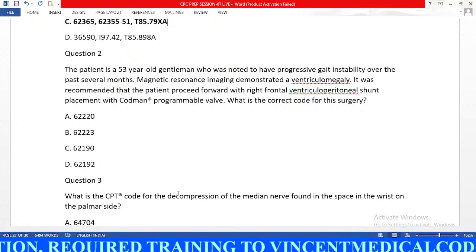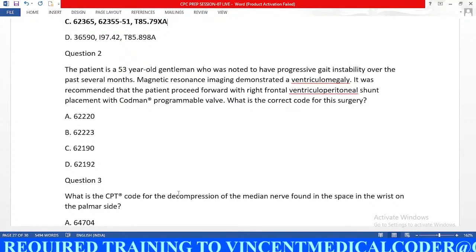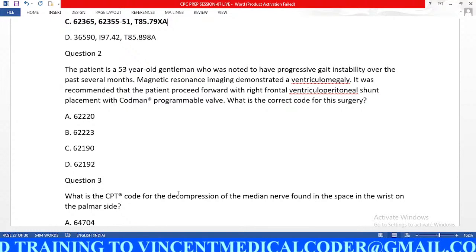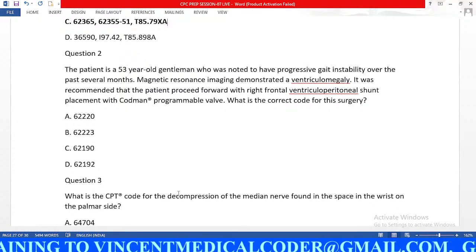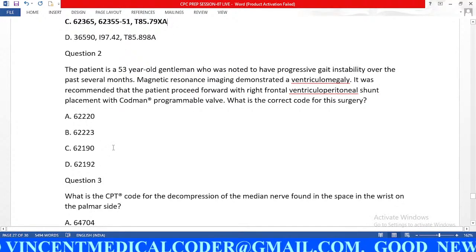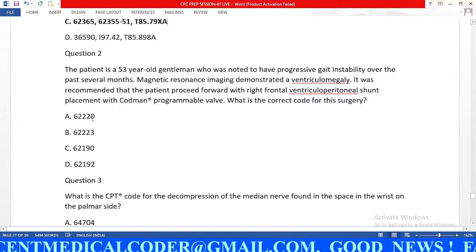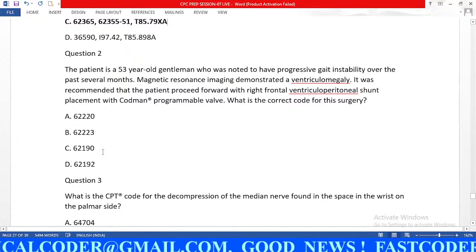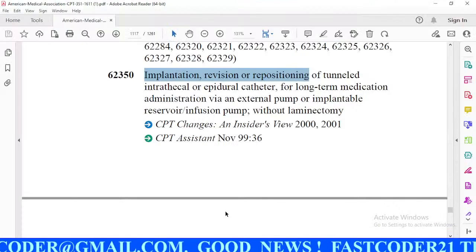Hi Pravalika, good evening. So guys, for this question, most of the people wrote the correct answer. So we need not check the correct answer, I think. Anyway, we'll check. All the codes are nearby only, right? We can check 62190 first.